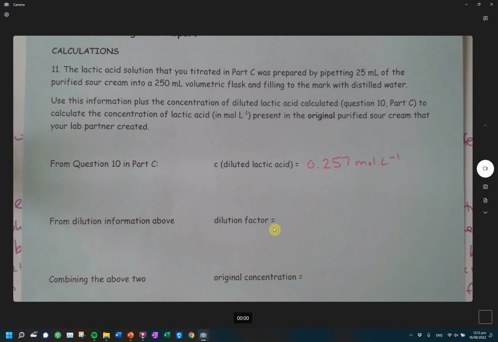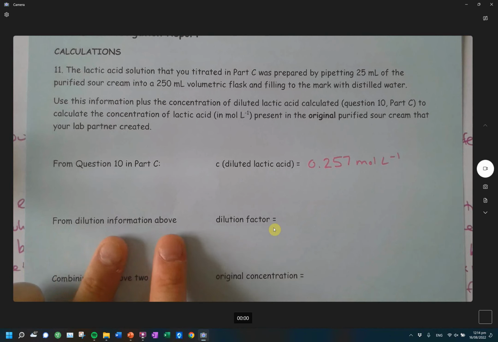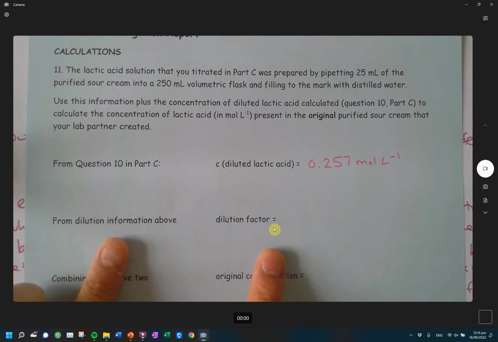All right. Next thing I need to do is identify the dilution factor. You remember how I said in part A we did a rough titration, and when we did that rough titration I would end up using buckets and buckets of base. And so I figured out we need to do a dilution. So I need to go back and figure out what the original solution's concentration was before I diluted it. So we are thinking about, from the information above, what my dilution factor is.